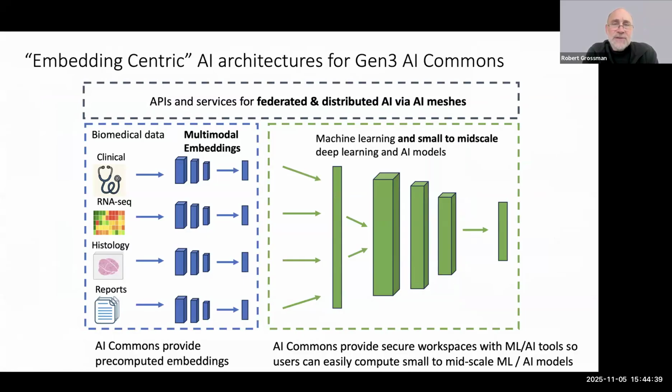You can think in this, our architecture we're thinking of as embedding centric. So we have multimodal data for TCGA. We have genomic data. We have clinical data, histology data, and clinical reports. We're going to support multimodal embeddings as a first-class object with vector stores. Users can define their own multimodal embeddings through secure workspaces, which we have, say, running PyTorch, or through workflow execution services, which we have.